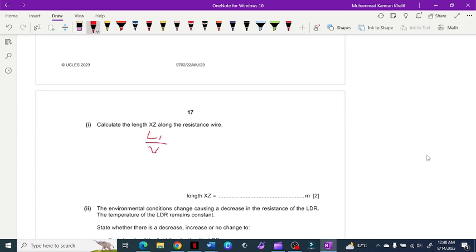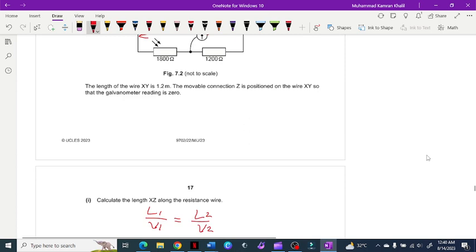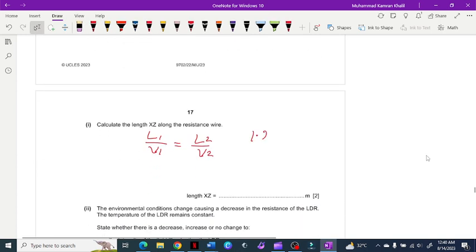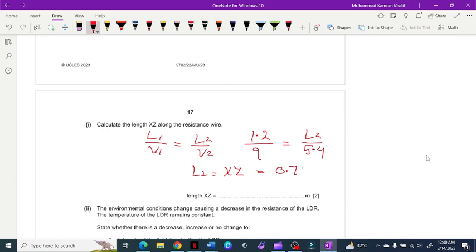That is a simple one, or we will apply the formula L1 over V1 is equal to L2 over V2. So L1 in this case is XY, which is 1.2, upon the value of the voltage, which I think was 9, is equal to L2, which is required, and the potential drop here is 5.4. So 5.4 into 1.2 upon 9. So the value of L2, which is equal to XZ, in this case will become 0.72.